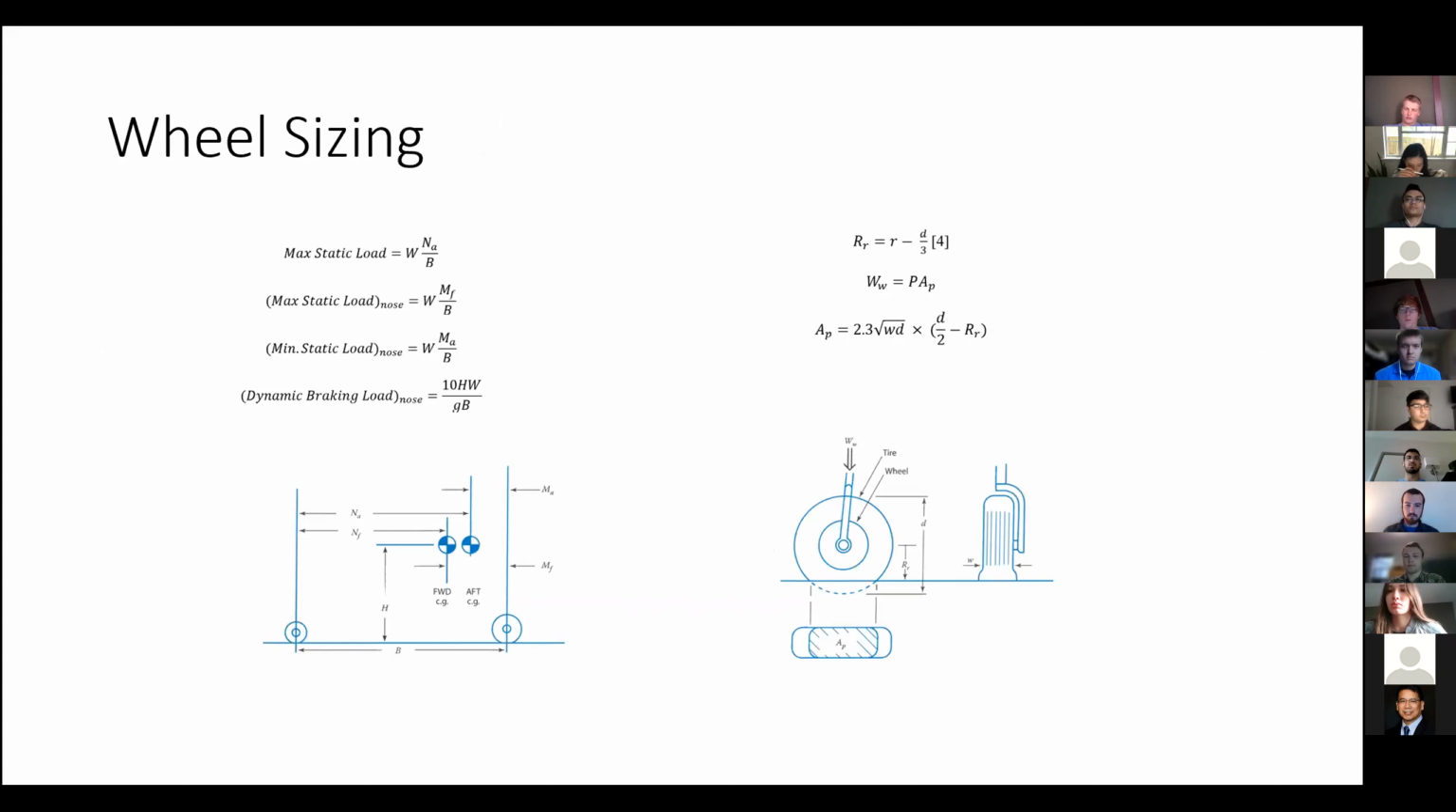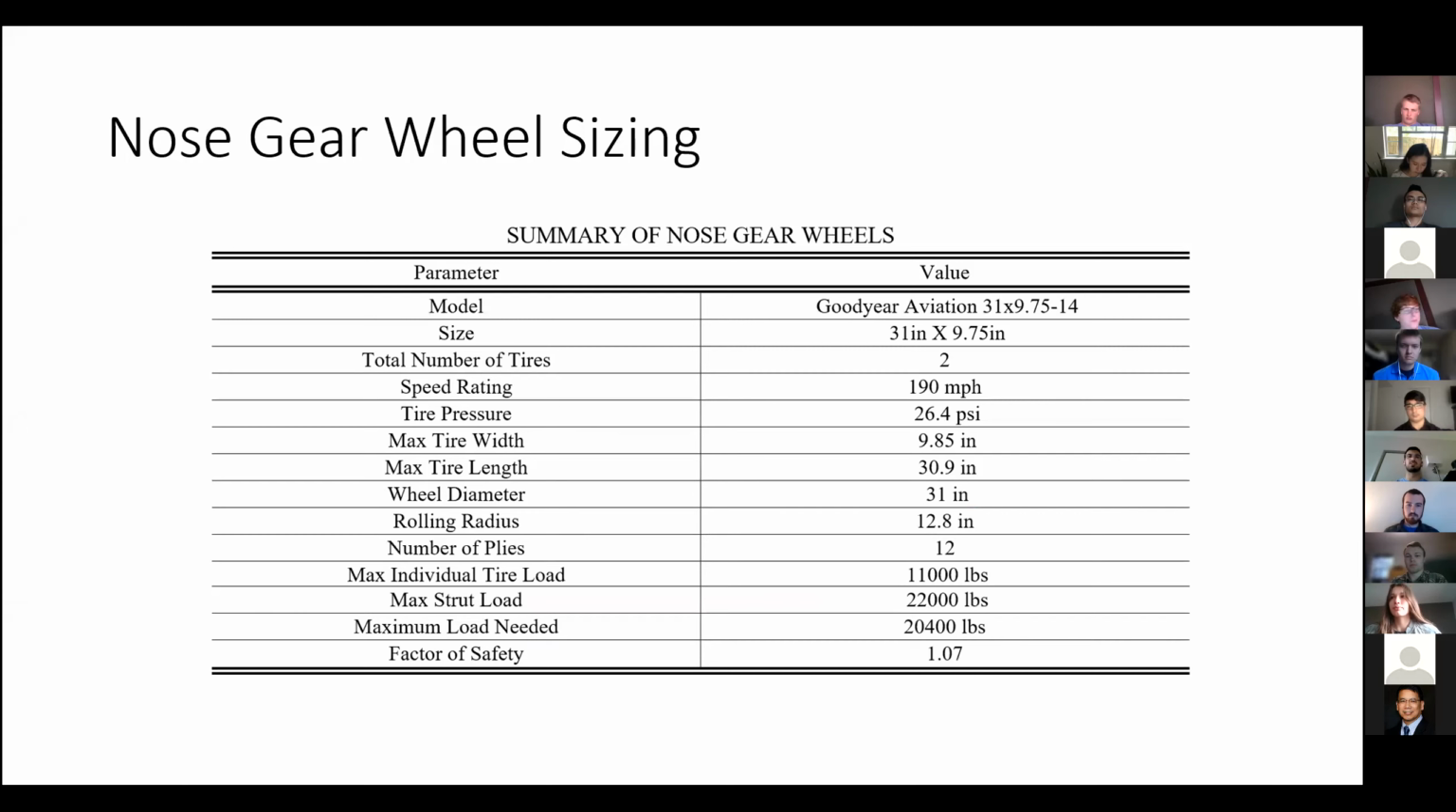And then for wheel sizing, the left side has the max static load nose, minimum static load nose, and the dynamic braking load nose equations. And then the figure below it shows the distances. And on the right side, we have the rolling radius and the wheel to weight and area. And on the next slide, we have the nose gear wheel sizing.